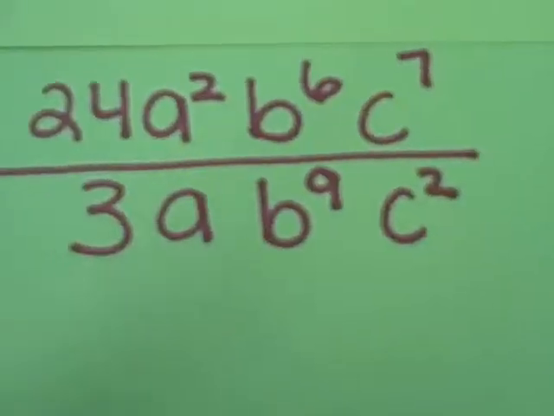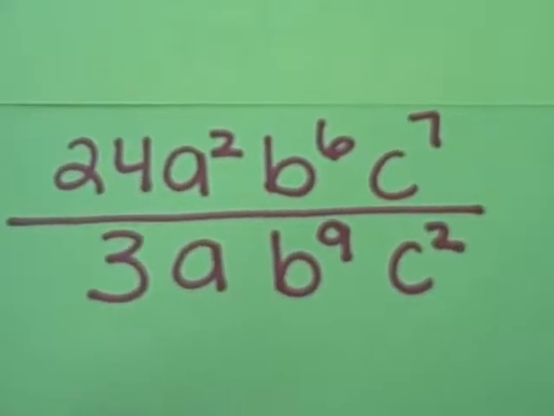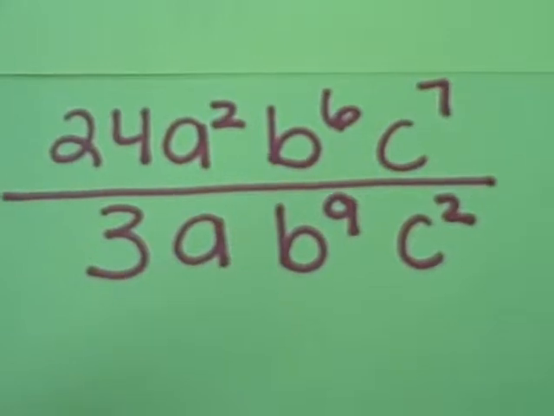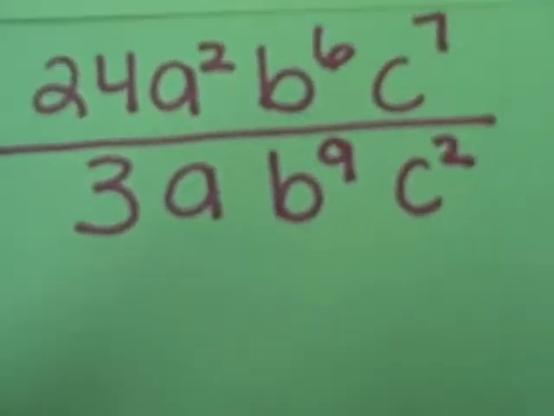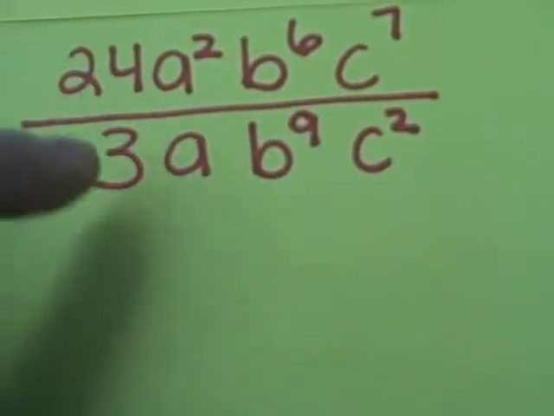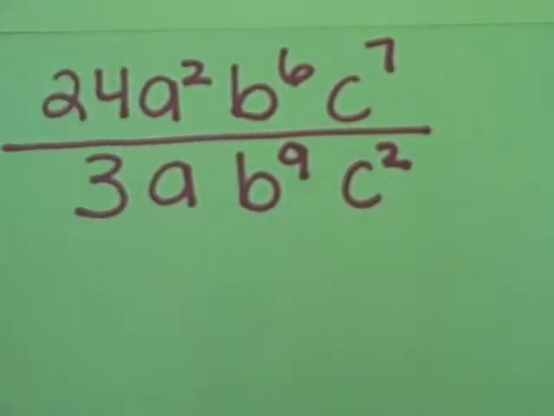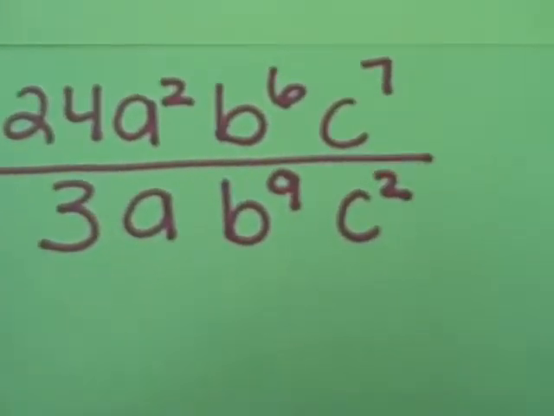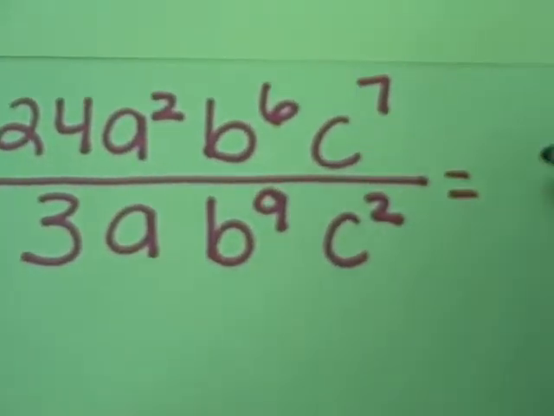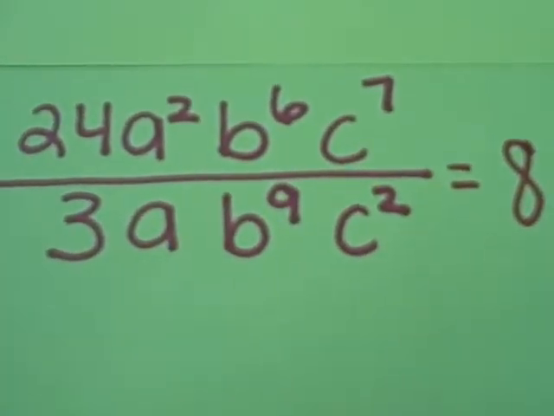Example 3 on station 6 is 24a squared b to the 6th c to the 7th divided by 3a b to the 9th c squared. So we haven't dealt with coefficients and variables. So let's look. We have 24 and 3. Those are coefficients. If we don't have any exponents on them, which we don't, we can just simply divide those coefficients. So 24 and 3 divide to give you 8. Okay? Then we subtract the exponents.